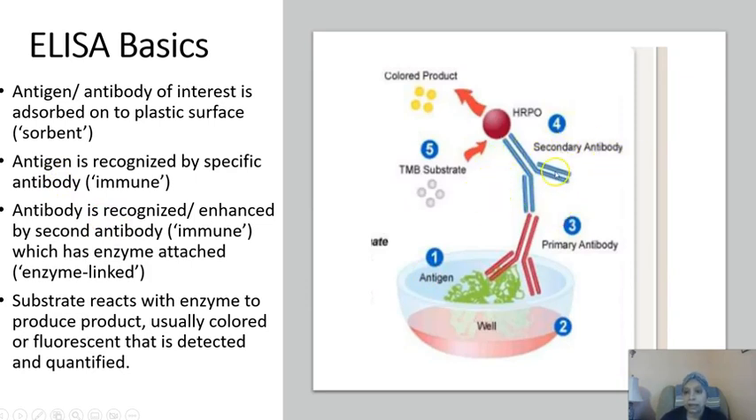And then the antibody that is recognized and used for enhancement is going to be our second antibody. That's another antibody, just like in Western, where we used multiple antibodies. One primary antibody against the antigen, and then a secondary antibody to enhance the signal or to produce that color reaction. This secondary antibody is what's usually enzyme linked. And then you have your substrate that's going to react with whatever that enzyme is that is attached to your secondary antibody, to produce the color product that we are going to detect and quantify.